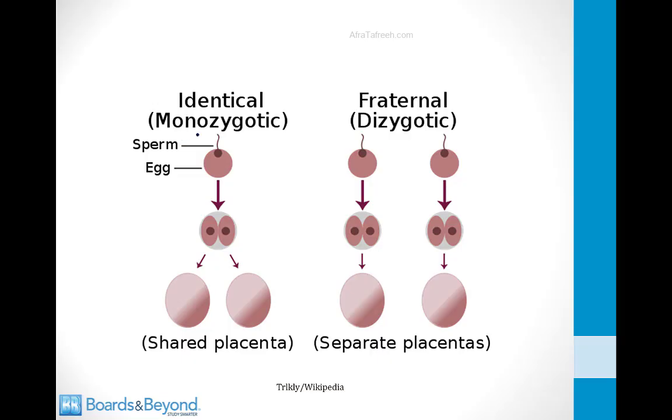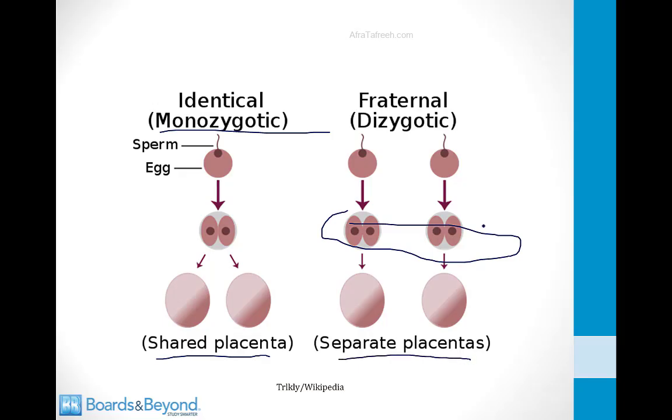On the left side of the screen is the situation in monozygotic twins. So one sperm, one egg, and then the zygote divides in two, and there is a shared placenta. We'll talk more about that in a minute. In fraternal or dizygotic twins, there are two eggs and two sperms that form two separate zygotes, which each have their own separate placenta. Each of these zygotes is going to implant into the uterine wall like a normal pregnancy and develop its own placenta.